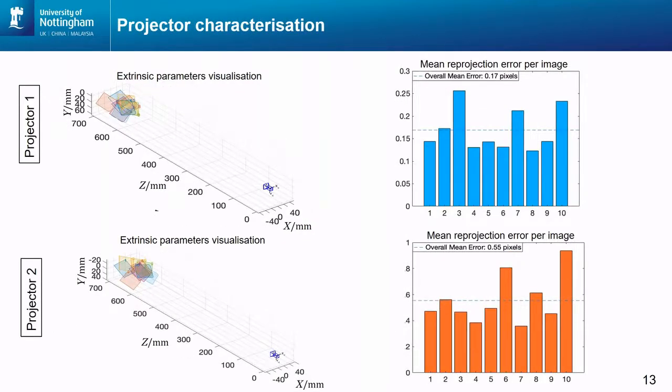Using the horizontal and vertical fringes and the pipeline that I showed you before, we characterized the projectors as well, and the extrinsic parameters correspond to the orientation and location, and you can see that there is no anomaly. The reprojection errors are a bit higher than the camera parameters, but they are still less than around half a pixel.